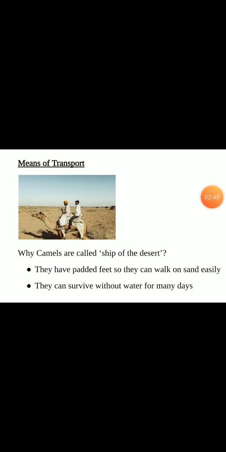What is the means of transport in the desert? Why are camels called the ship of the desert? They have padded feet so that they can walk on sand easily. They can survive without water for many days. Both these conditions are suitable and favorable for the people living in the desert.